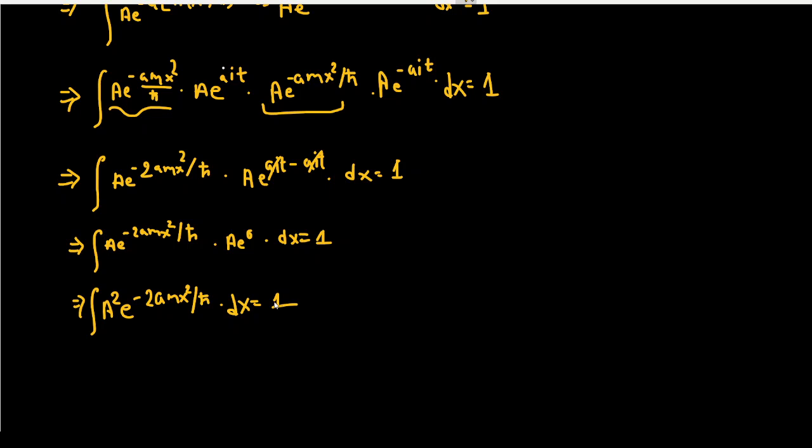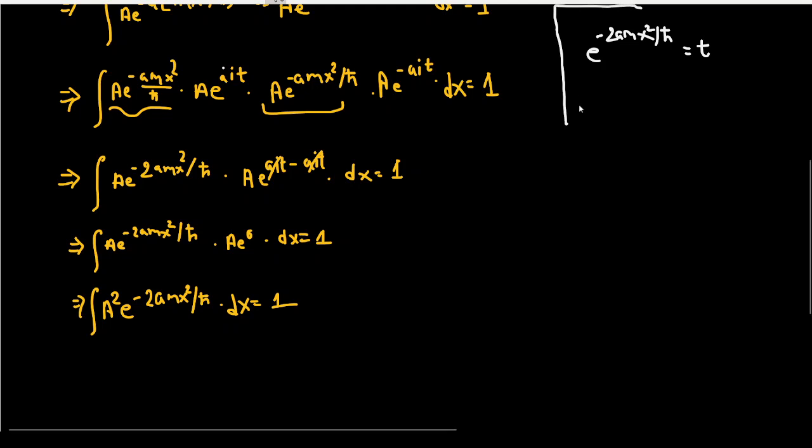Now we are going to do some integration by substitution. Yes, we can evaluate this particular integral by the substitution method. So let's see what will happen. Let me choose another color. Here we can choose integration by parts. If you know integration by parts, then you can find it out, so it's very easy. Let's take e to the power minus 2am x squared divided by h cut. Okay, this is a rough work I am doing here. So how can we do this?